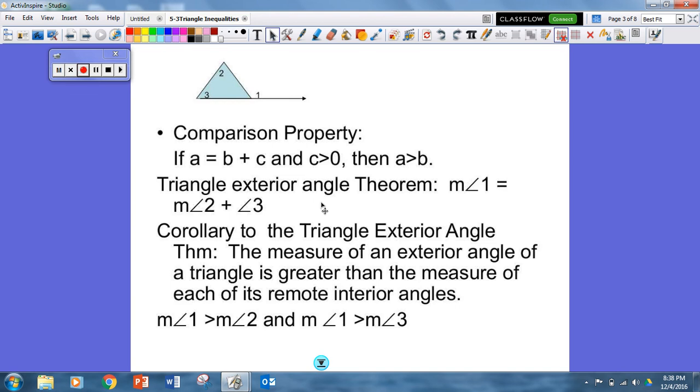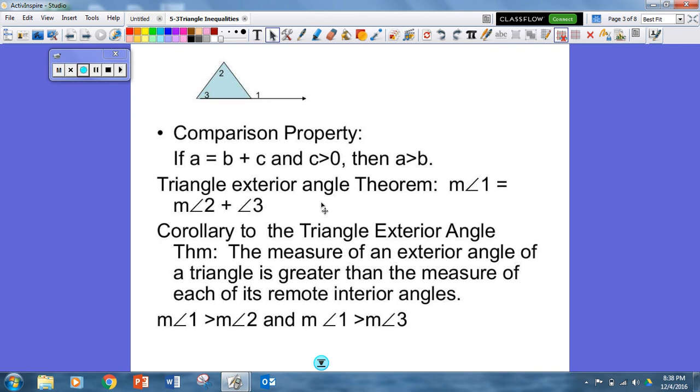We have a comparison property that is new, which is if A equals B plus C and C is greater than 0, then A has to be greater than B. This is pretty much saying that if a value is equal to the sum of two numbers, it has to be greater than each of those.